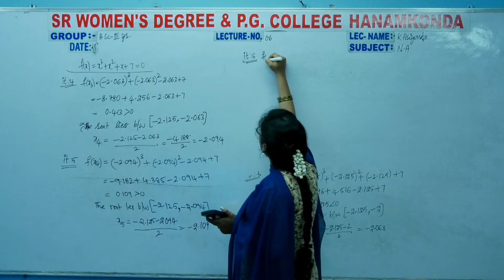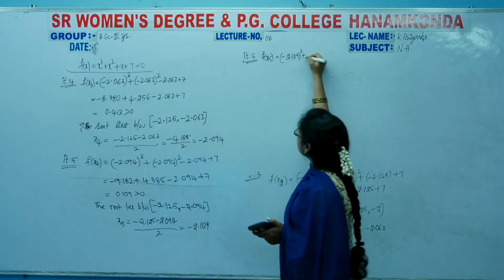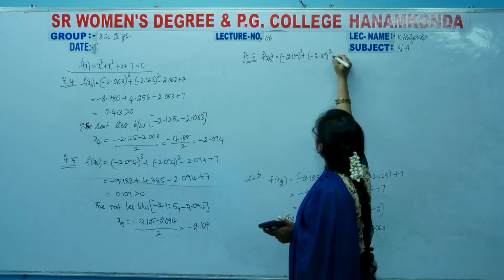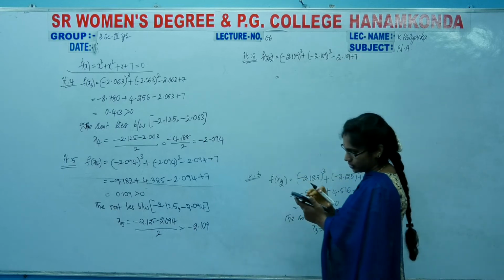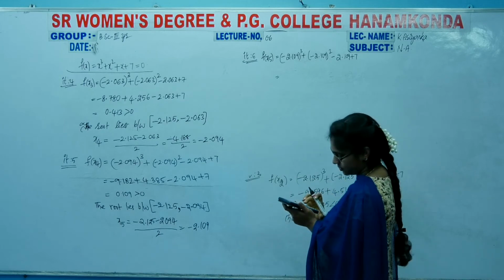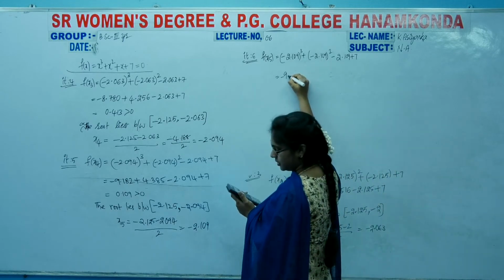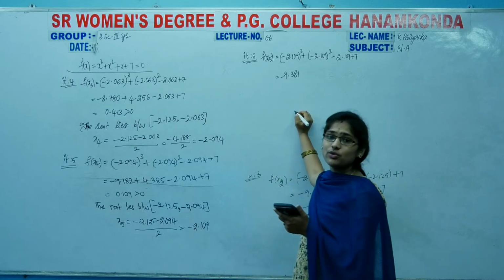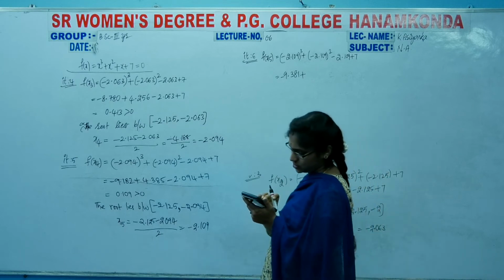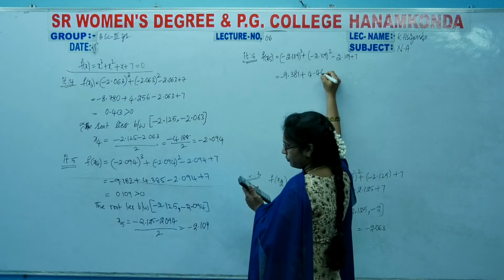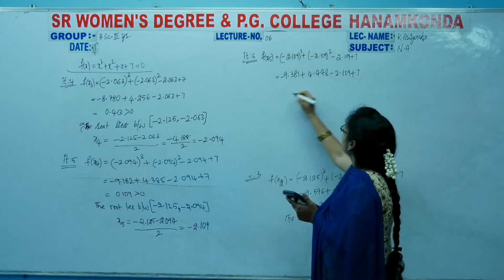So in this one again what you have to calculate is f of x5, that means (minus 2.109) whole cube plus whole square minus 2.109 plus 7. Okay. Now 2.109 whole cube is minus 9.381. 9.3805 I have, so 9.381 I am taking, plus 2.109 whole square, that is 4.4478 I have, I am taking 4.448, minus 2.109 plus 7.